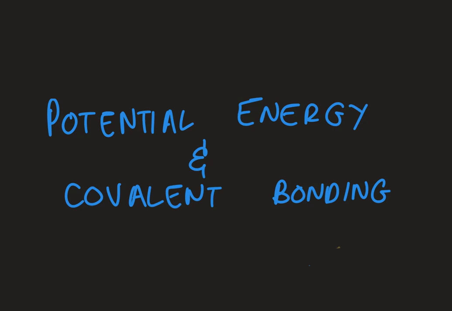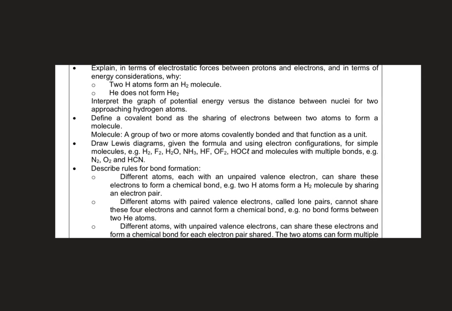Hello grade 11s. Today we are dealing with the potential energy and covalent bonding curve. Basically, this graph explains how covalent bonding actually occurs. You will find it under the bonding section of your exam guidelines, under interpreting a graph of potential energy versus the distance between two nuclei for approaching hydrogen atoms. So that's where you will find it in your guidelines.